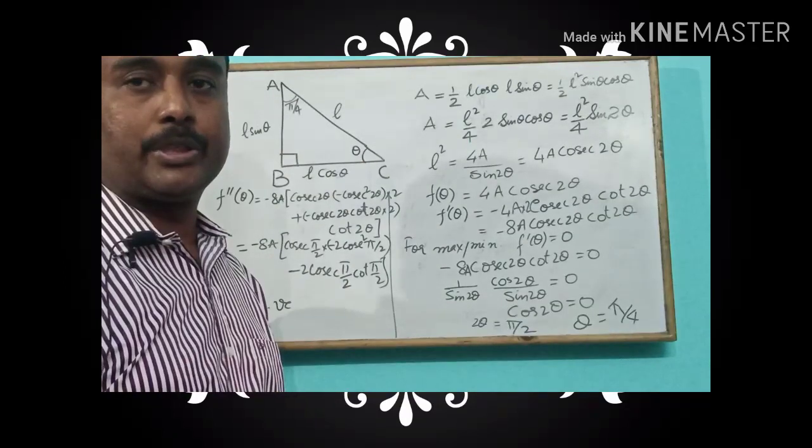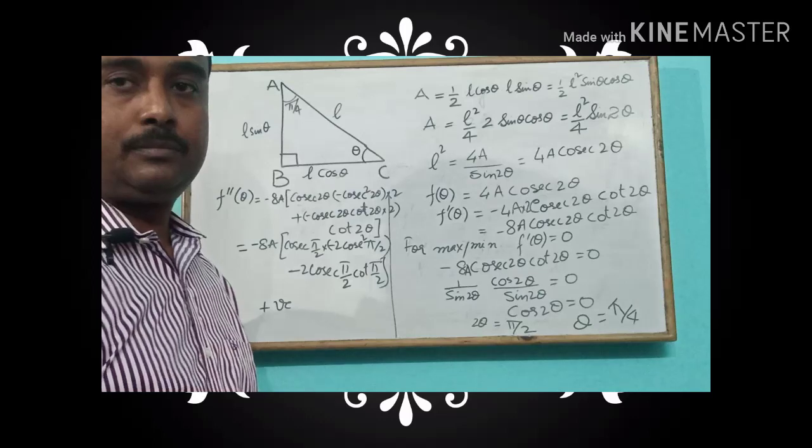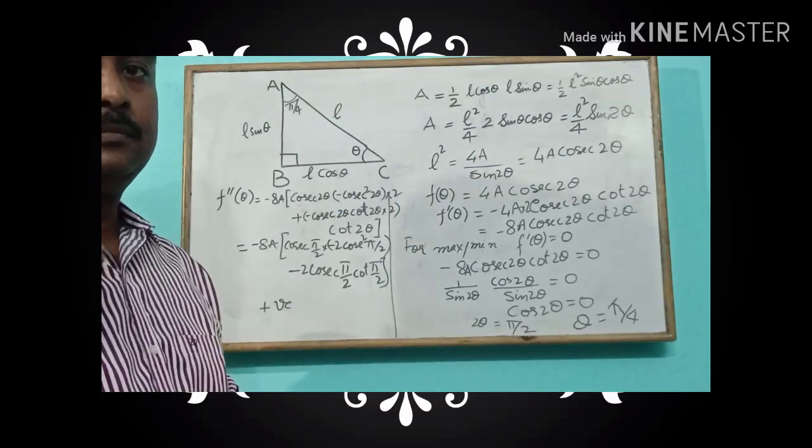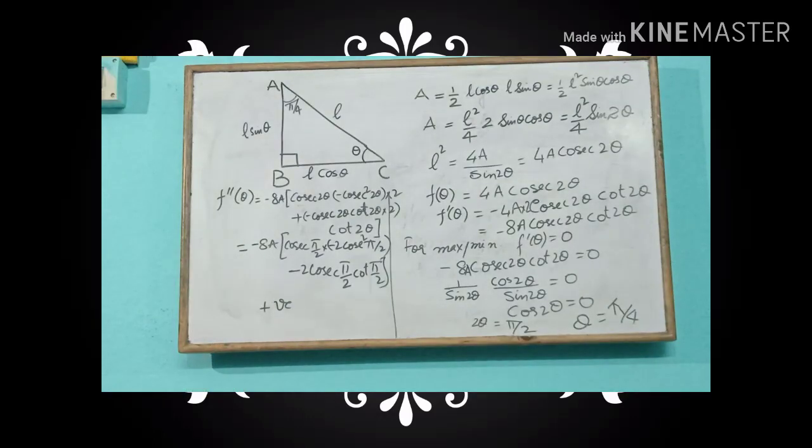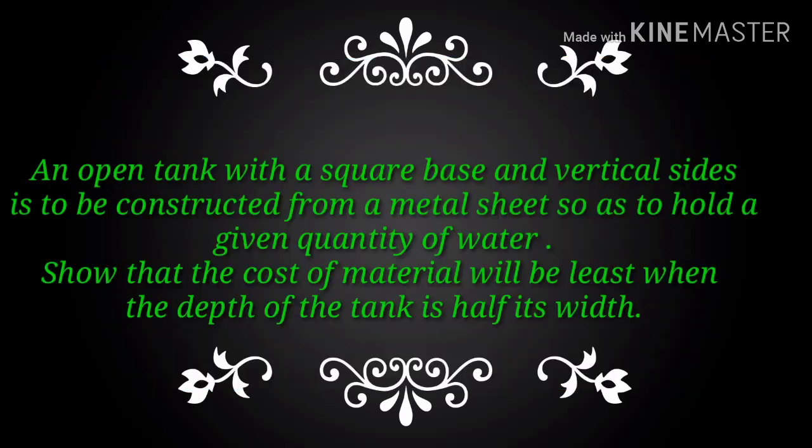Let us see the next question. An open tank with a square base and vertical sides is to be constructed from a metal sheet so as to hold a given quantity of water. Show that the cost of material will be least when the depth of the tank is half its width.